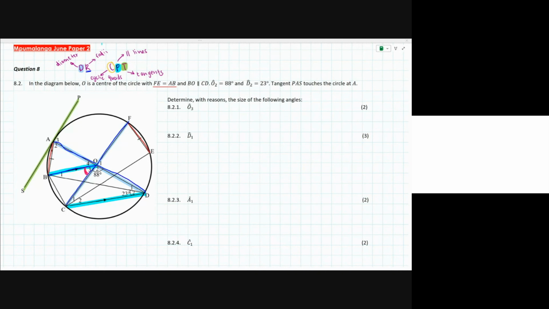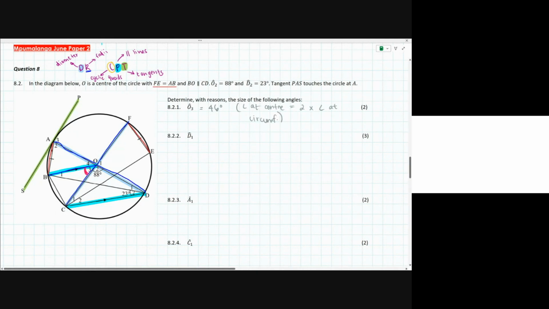Nice, Muflatsi. Can you give me a reason for why? Lovely. Okay, awesome. So O3 is equal to 46 degrees because angle at center equals 2 times angle at circumference. I will obviously show you this all now. So 46 degrees, angle at center. I hate this reason. Circumference.